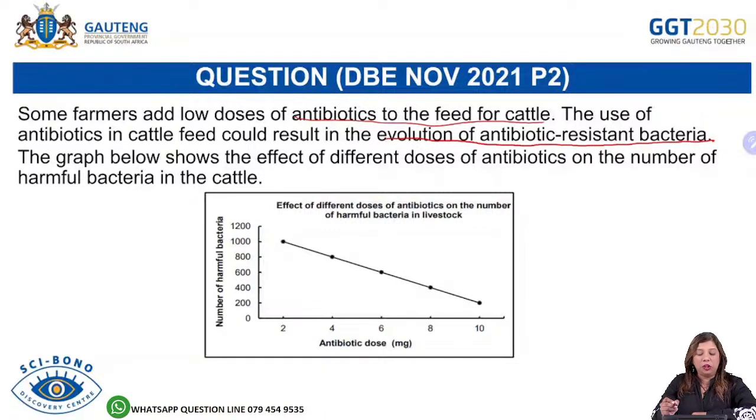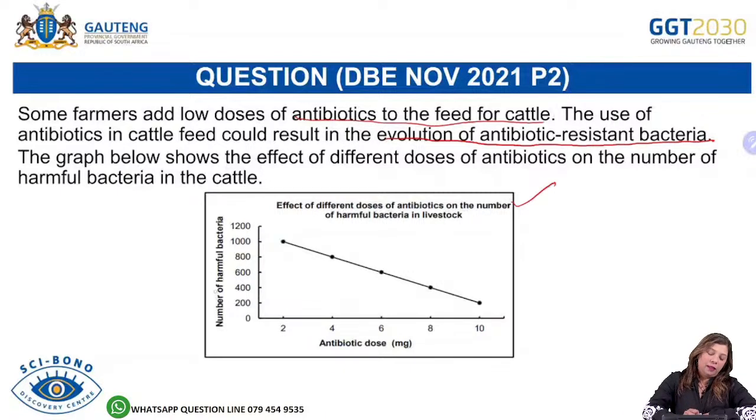The graph below shows the effect of the different doses of antibiotics on the number of harmful bacteria in the cattle. So now we're not dealing with the good bacteria, we're dealing with the bad bacteria, the bacteria that's going to make them sick. Okay? So firstly, before we even go to our questions, we're going to try and interpret the graph. Already we can see, if you look at the title of the graph, the effect of different doses of antibiotics on the number of harmful bacteria in the livestock. That's basically the question. Okay?